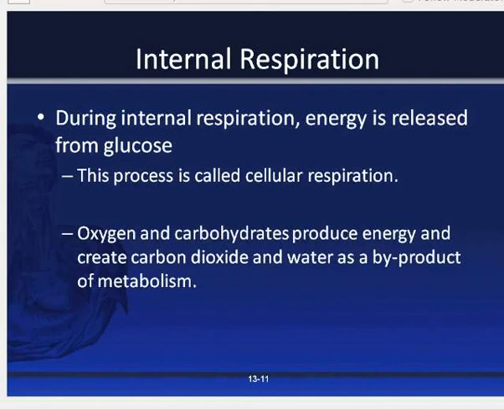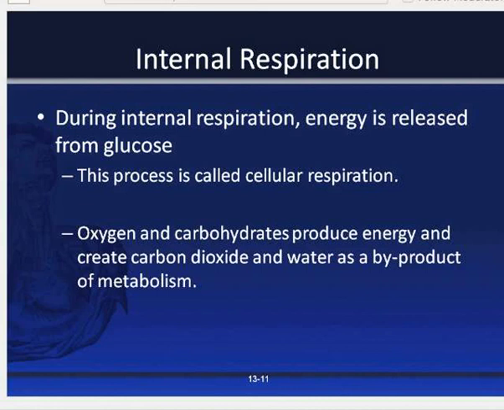Now on to internal respirations. During internal respirations, energy is released from molecules such as glucose and made available for use by the cells and tissues of the body. This process is called cellular respiration. During cellular respiration, oxygen and carbohydrates produce energy and create carbon dioxide and water as a byproduct of metabolism. An intact circulatory system and normal cardiac output is necessary to deliver oxygenated blood to the tissues.